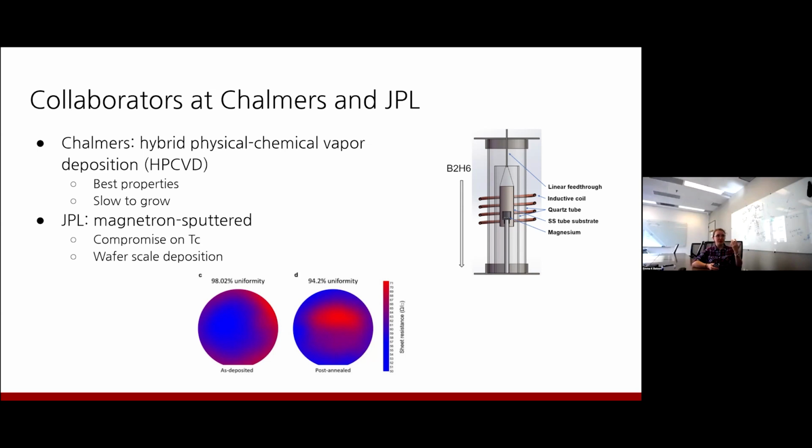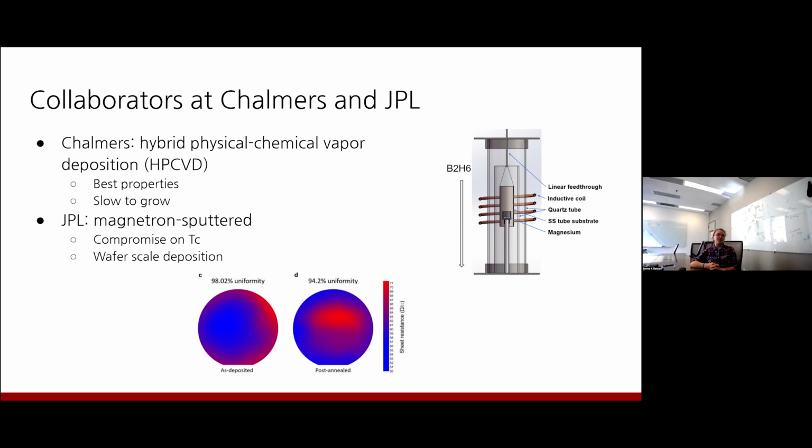At Chalmers, they specialize in hybrid physical-chemical vapor deposition, or HPCVD. This provides magnesium diboride with the best properties, very close to bulk, sometimes even better because of strain in the film. But unfortunately, it's slow to grow, and we can really only get a 1 centimeter square piece, a handful of those at a time from them.